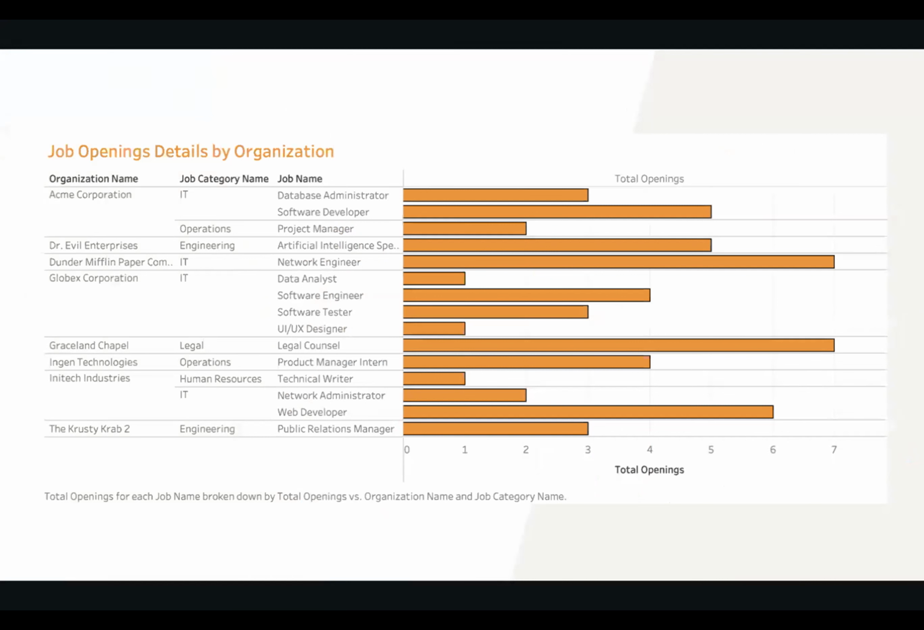For our first graph, we have used job opening details by organization as our data source, and used stacked bar graphs, which show organization name, job category name, job name, and total openings. For example, in Acme Corporation, there are 2 job openings with 3 different job names with different total openings. The maximum opening is 7 and the lowest is 1.